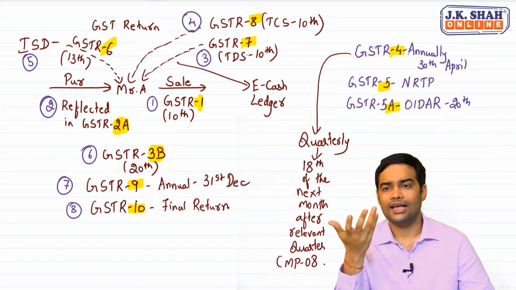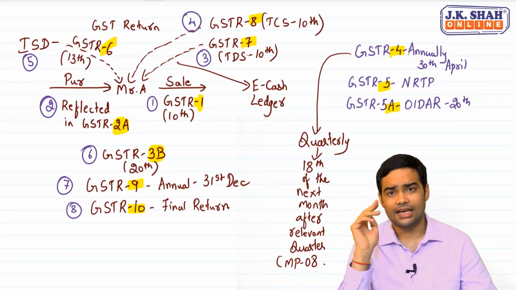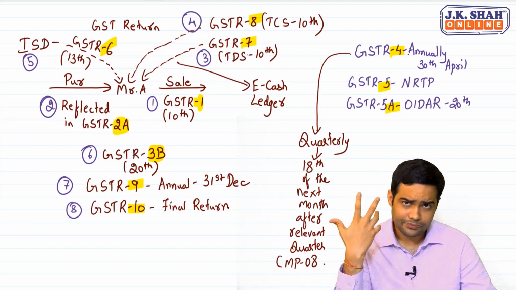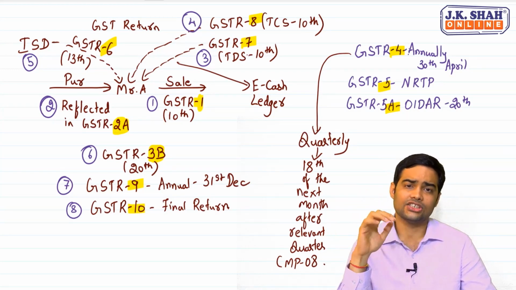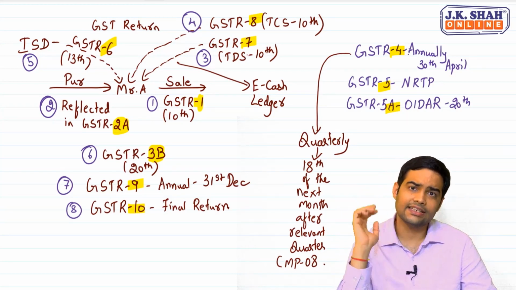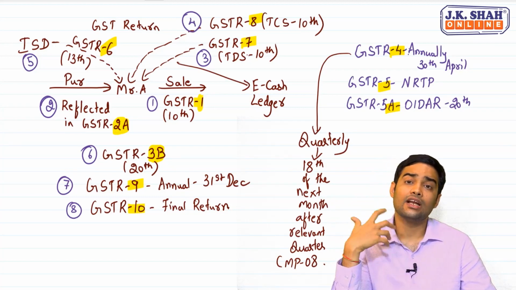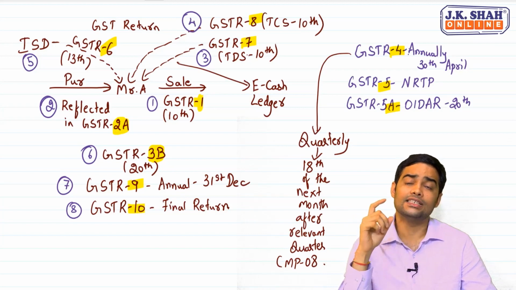Okay. 5 NRTP we have already discussed, again under section 39. 5A again under section 39. 6 again under section 39. 7, 8 again, we go by section 51 or 52 read with 39. Section 40 deals with the first return.